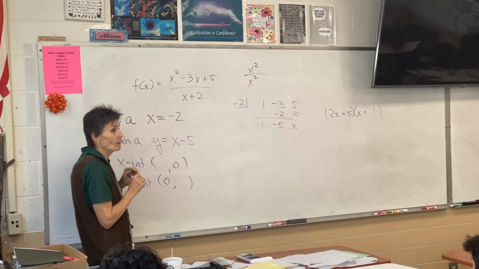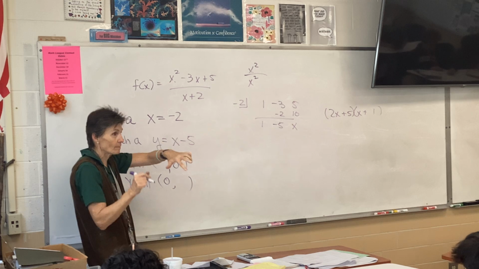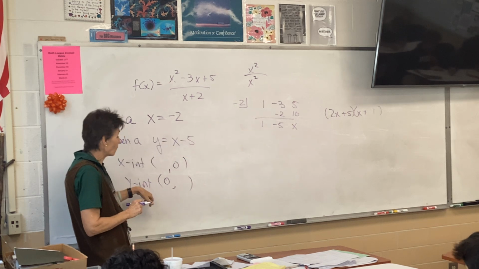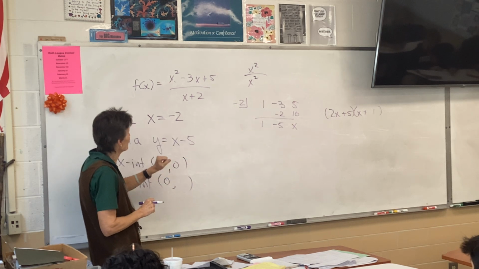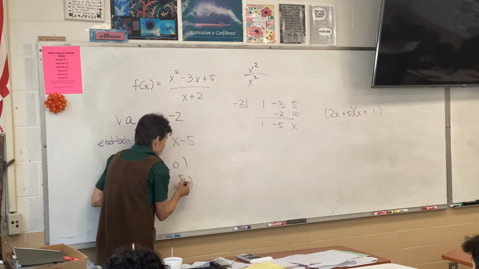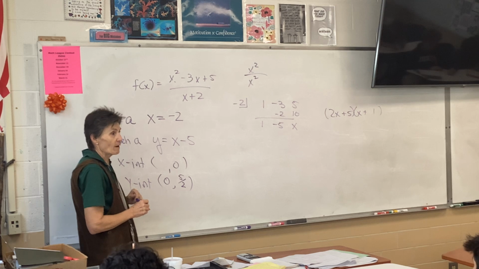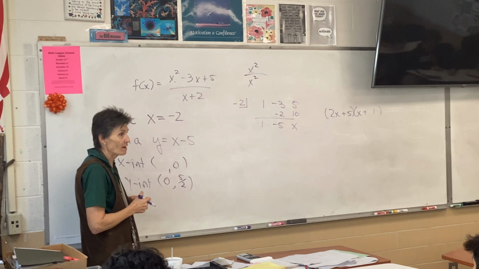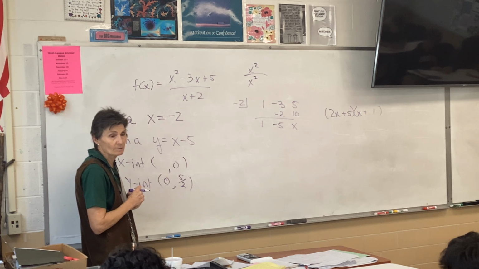You're just asking the question. We're all good here? Everybody follow? Okay. Now, to find my y-intercept, I'm going to plug in 0. So what happens if I plug in 0? You get 5 over 2. 5 over 2, 2.5, 5 halves, however you want to write that. Is that good?